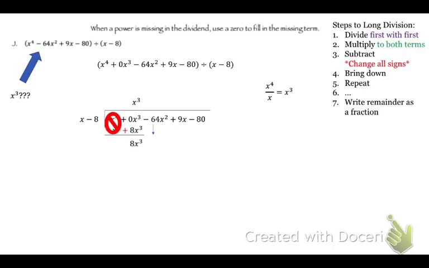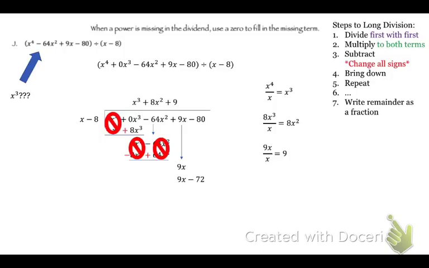8x cubed. Bring down that next term. Divide again. You get 8x squared. Multiply. You get 8x cubed minus 64x squared. Subtract. Change those signs. They both cancel, so I'm just going to bring down the next term. Now we're going to divide. 9x divided by x is 9.